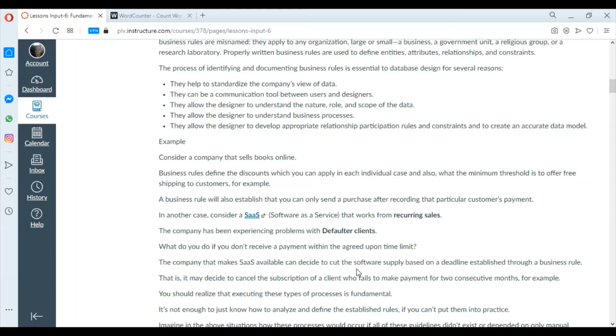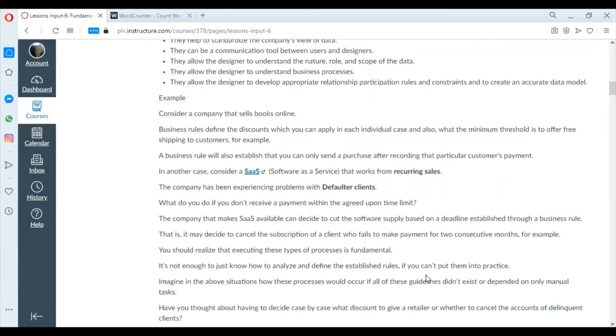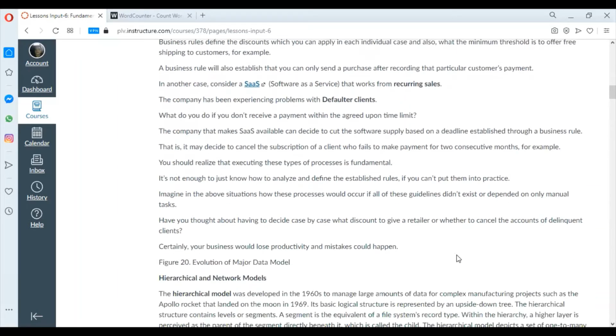You should realize that executing these types of processes is fundamental. It is not enough to just know how to analyze and define the established rule if you can't put them into practice. Imagine in the above situations how these processes would occur if all of the guidelines didn't exist or depended only on manual tasks. Have you thought about having to decide case by case what discount to give a retailer or whether to cancel the accounts of delinquent clients? Certainly, your business would lose productivity and mistakes could happen.